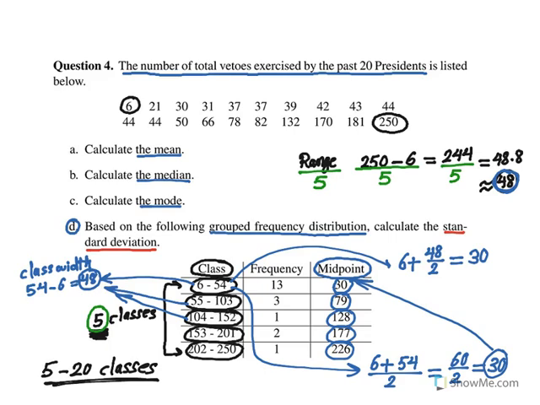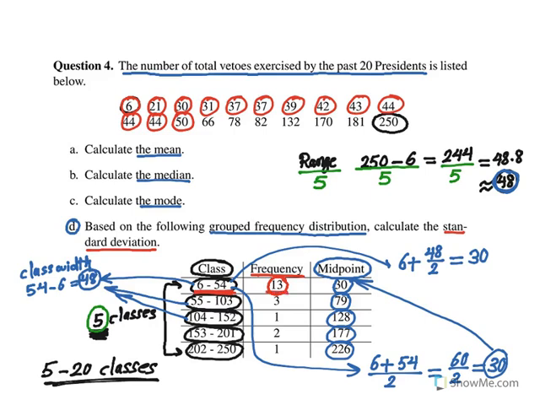Also, before I go to the next page, notice that this, for example, number 13, is the frequency of this class, 6 to 54, meaning that we have 13 presidents that gave vetoes between 6 and 54. Let's count. 1, 2, 3, 4, 5, 6, 7, 8, 9, 10, 11, 12, 13. And then after that, we will be outside the 6 to 54 interval. So that's why we have the 13.